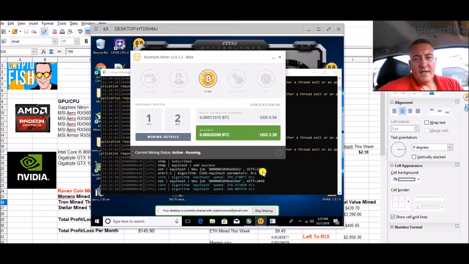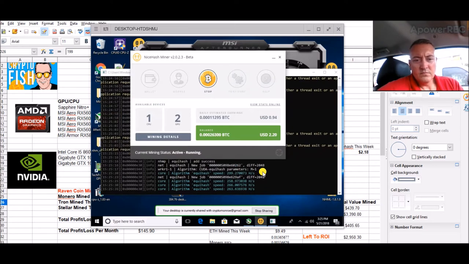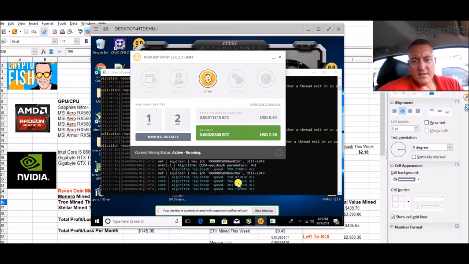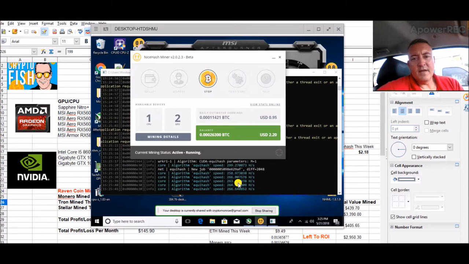Jumped up to $1.98. Now it's 94 cents. 263 hashes a second, 264. So it looks like it's going to settle in at about 94 cents. So there, it's at 95 now. Maybe give it just a little bit longer and then we'll shut that off. All right. So it looks like it's going to settle right in about 95 cents. So the 1060 3 gig, gigabyte, 95 cents.